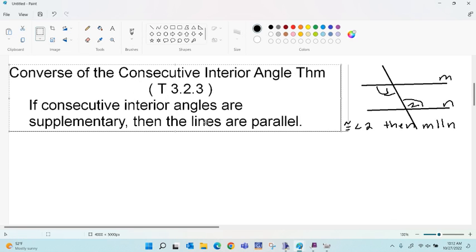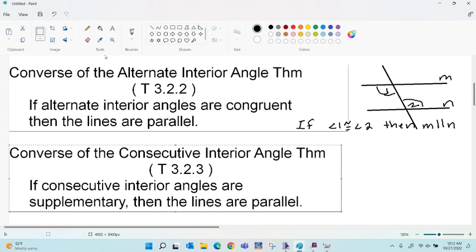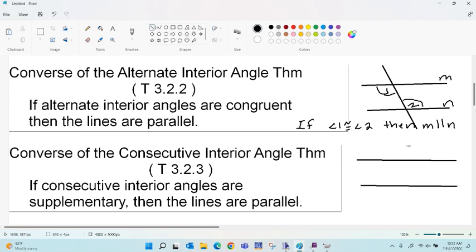Okay, here's this one. So we'll make another picture because we've got two lines and a transversal to deal with. It doesn't matter which way the transversal angles. These are my labels for my lines. Consecutive interior angles, I can't mark them congruent this time because they're consecutive interior on the same side of the transversal.